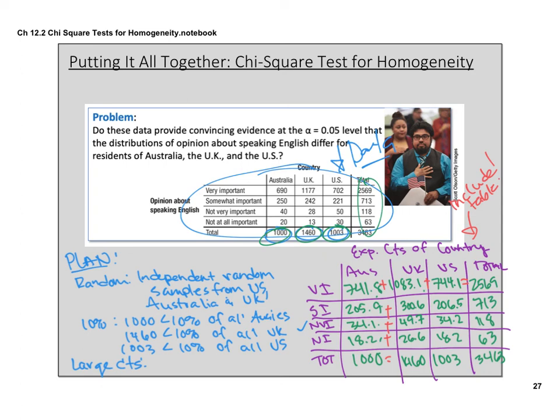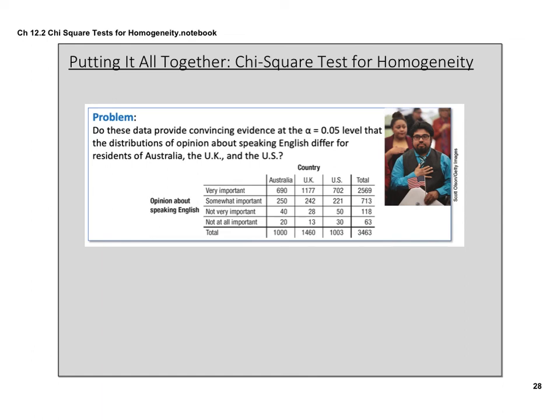I almost forgot to address the large counts. So let's go ahead and actually address the large counts. So all expected values or expected counts are greater than or equal to 5. And that is true. I don't see any that are less than 5. The smallest one is 18. So we're good. Okay, that was the plan.